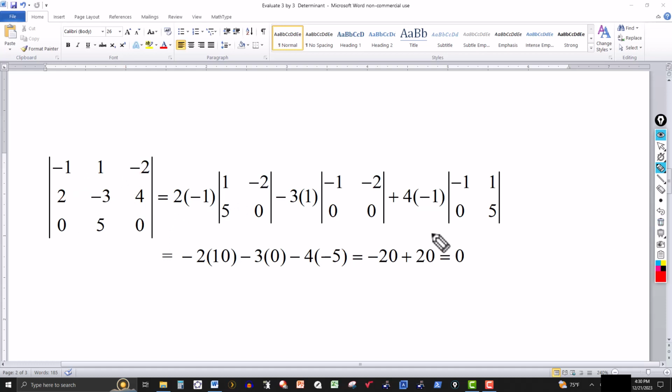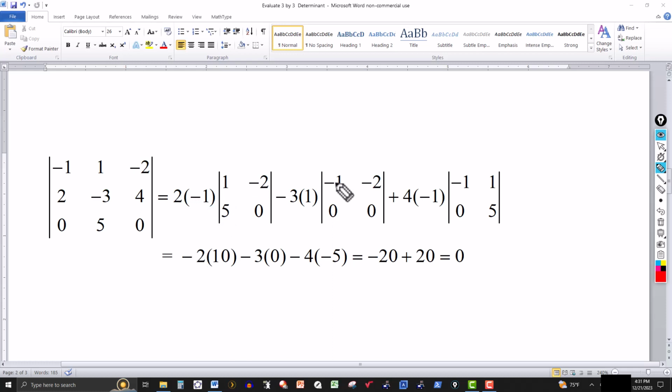All we have to do now is compute this out. So for a 2 by 2 here, this is what we have here. 1 times 0 is 0. And then you subtract the other product. So the other product is -2 times 5. That's -10. Subtracting that gives me a +10. And then the -1 times the 2, we get this.